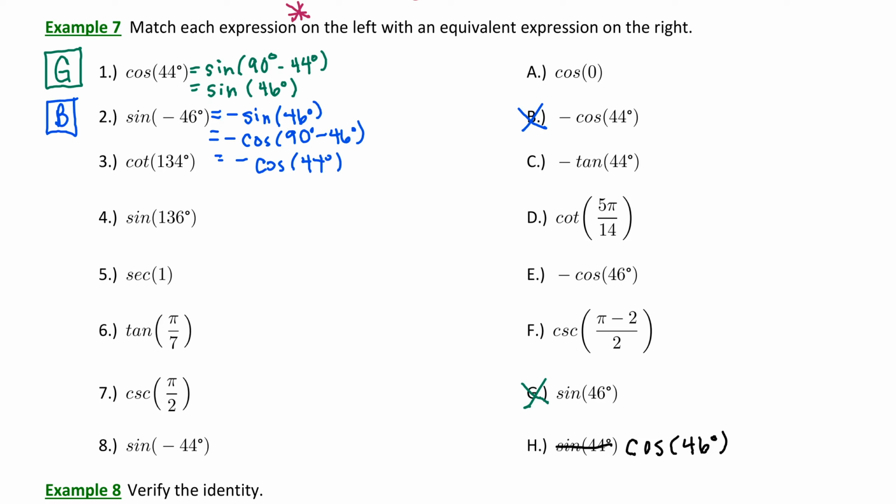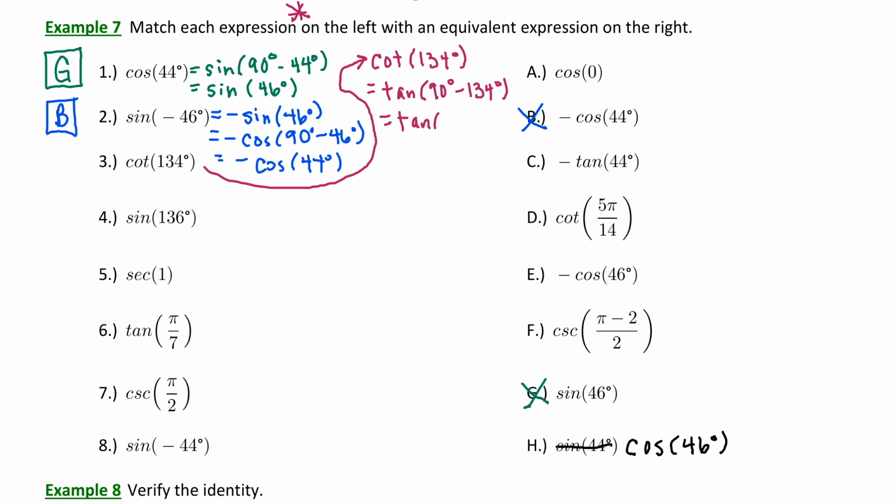Anytime we have a negative angle, our even and odd identities will come in handy, and that's what we're going to run into with cotangent of 134 degrees. In terms of its cofunction, this is tangent of 90 degrees minus 134 degrees. 90 minus 134 gives us negative 44 degrees. And because tangent is odd, we could rewrite that as negative tangent of 44 degrees. And that's right here, option C.